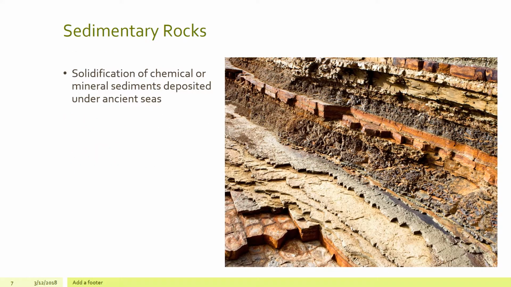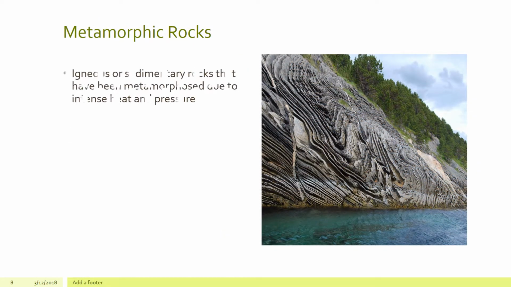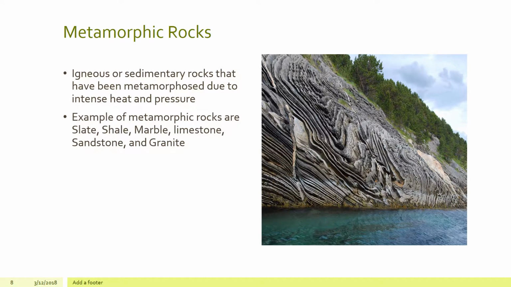Sedimentary rocks, as we can see here in our picture, are the solidification of chemical or mineral sediment deposits under ancient seas. We get layers, since the original material was deposited in this manner. Examples of these types of rocks are limestone, shale, sandstone, gypsum, clay, quartz, gravel, and of course, sand materials. Metamorphic rocks are igneous or sedimentary rocks that have been metamorphosed due to intense heat and pressure. Examples of metamorphic rocks are slate, schist, marble, limestone, sandstone, and granite.